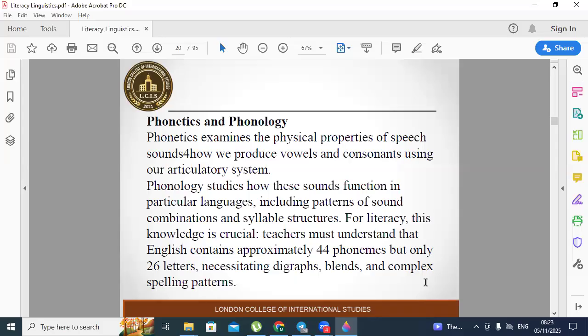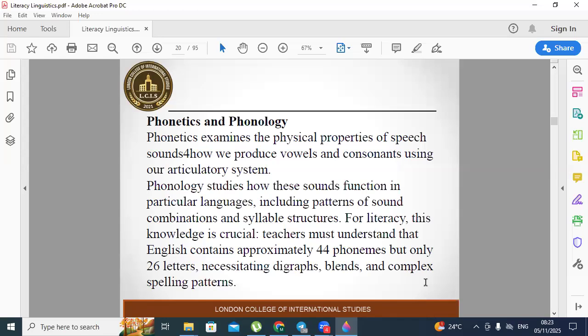We close our lips, build up air pressure, and then release it. The P sound is a voiceless bilabial stop. Voiceless means the vocal cords do not vibrate. Bilabial means both lips are involved. Stop means airflow is completely plugged and then released.